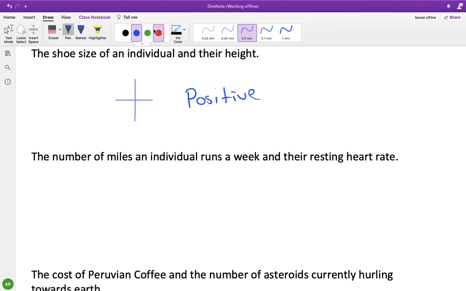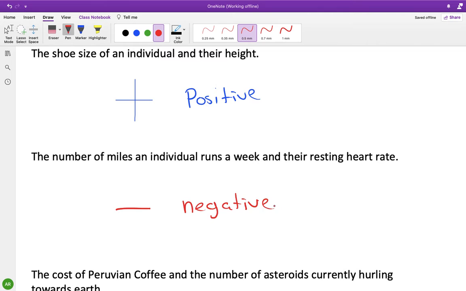Okay, this one can sometimes be counterintuitive, but if you run frequently, if you work out frequently, you're going to be in better shape, which means your heart is actually going to pump more blood each time it beats. That means it has to pump fewer times in order to move the same amount of blood. So as you become fitter, your heart has to pump less, which means this is going to be a negative correlation.